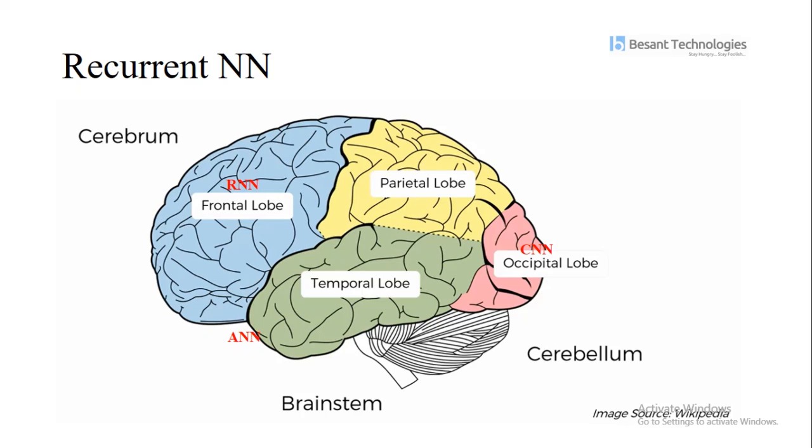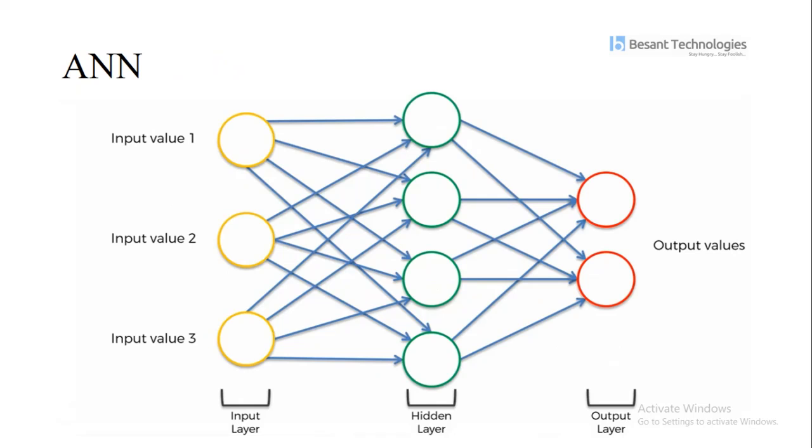So when it comes to neural networks, we are going to build something which looks like the human brain. So this RNN is for the frontal lobe, this ANN is based on the brainstem, and this CNN is going to work like the cerebellum. So let's see what RNN is.